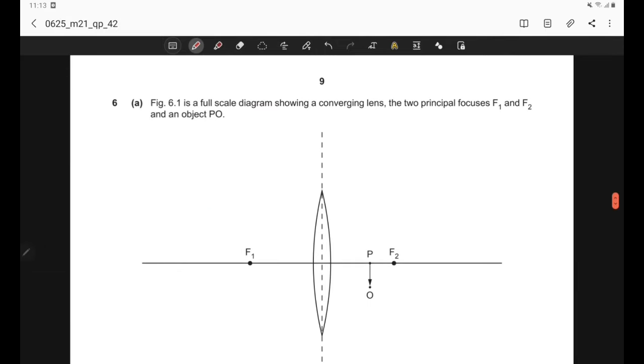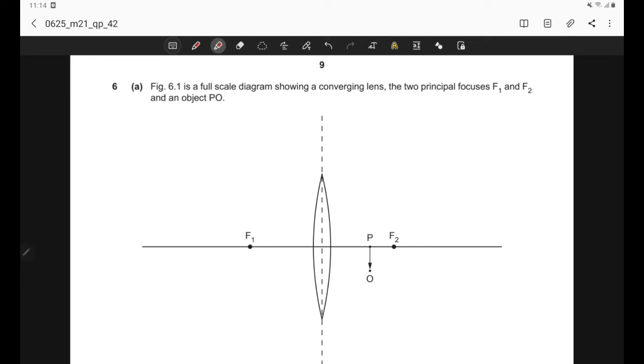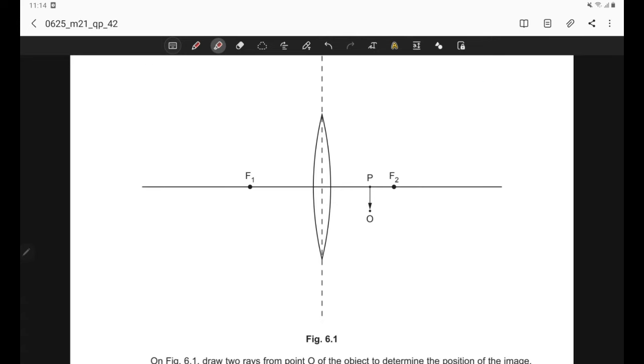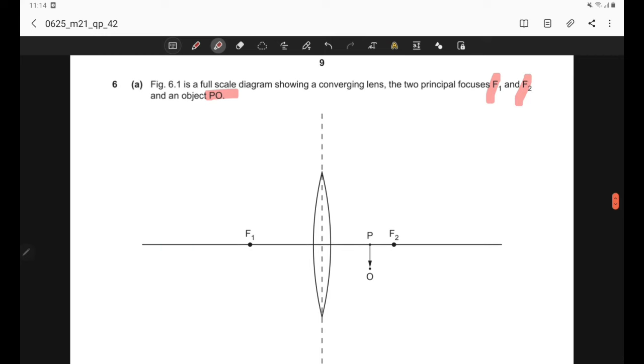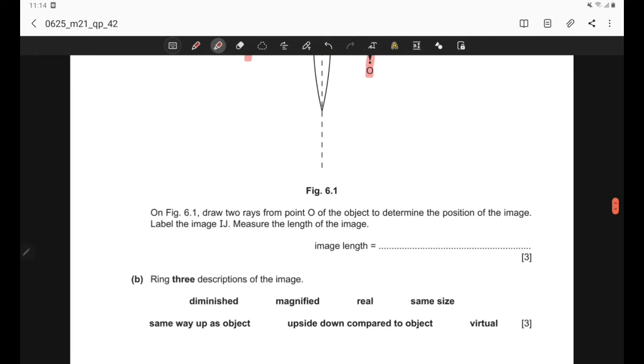Going to question number 6. Part A. Figure 6.1 is a full scale diagram showing a converging lens, the two principal focuses f1 and f2 and an object PO. So there is a converging lens and principal axis drawn, two principal focuses and the object. Everything is given in the picture. On figure 6.1, draw two rays from point O of the object to determine the position of the image. Label the image IJ. Measure the length of the image.